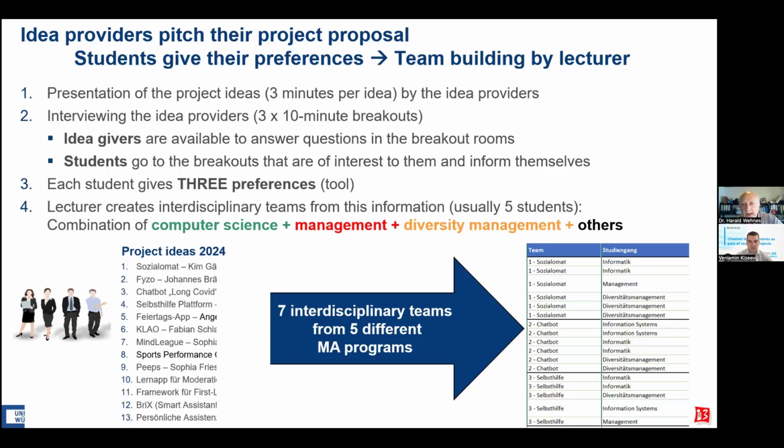My aim was to have interdisciplinary teams, a combination of computer science, management, diversity management, and others. You see, for example, team number 1: informatics, management, diversity management, here information systems, informatics, diversity management, and so on. Altogether, there were 7 interdisciplinary teams from different master programs.